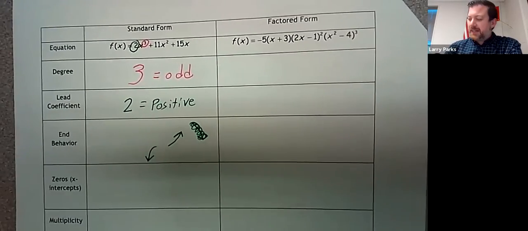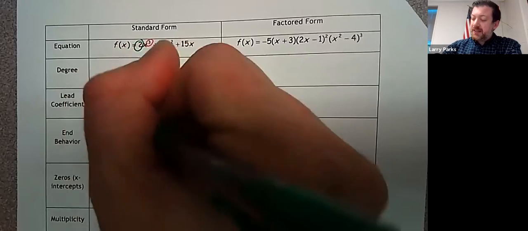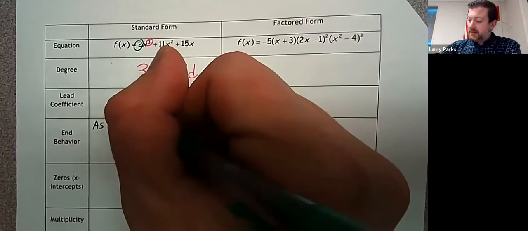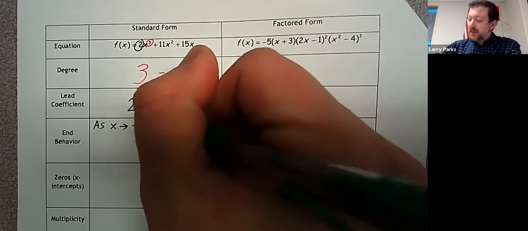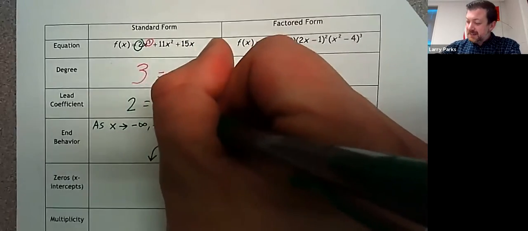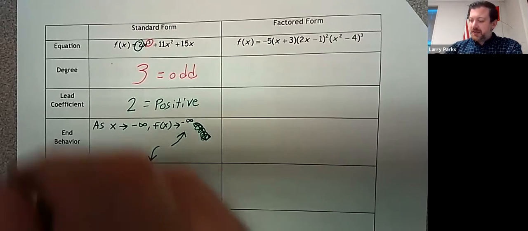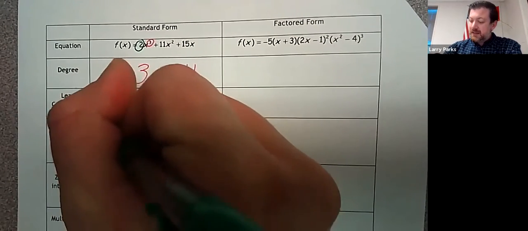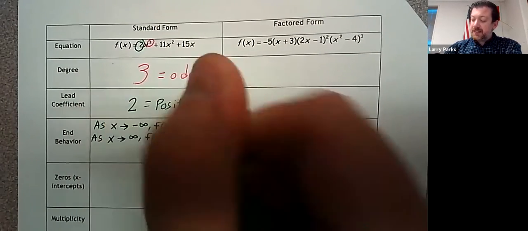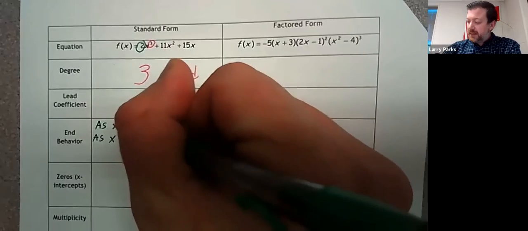So remember, the way I would write that for this part, I would say as x approaches the left, the function, which is called f of x, goes down. So I would say negative infinity. And that would be for this one. And then for this one, I would say as x approaches the right, the function, which we call f of x in this case, goes up. So I would say it approaches positive infinity.